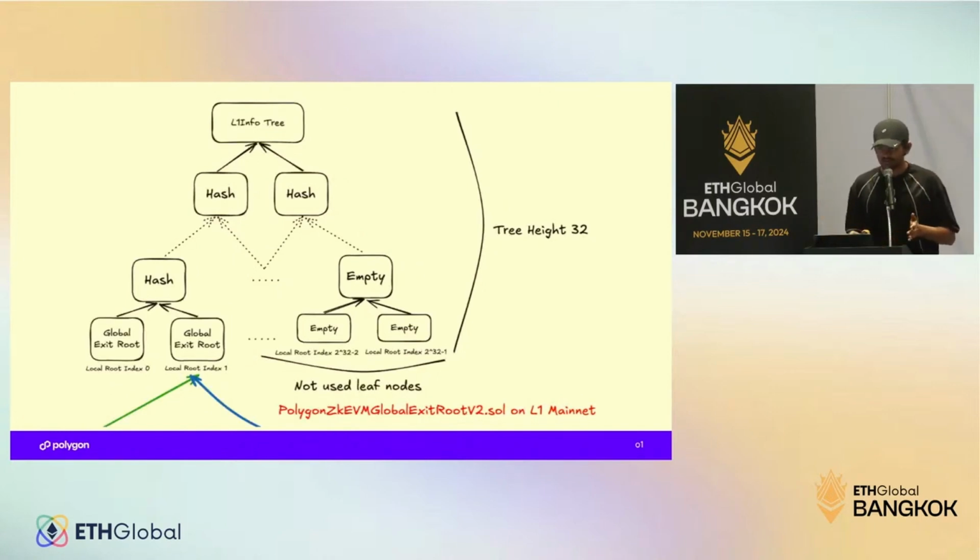Now what is the global exit root? If you take a small example, the global exit root is the root node of 2 leaves, that is the rollup exit root and the mainnet exit root. The mainnet exit root is basically the root of all the bridge message or bridge asset leaf nodes of the mainnet, or of the L1. And this rollup exit root is basically the root of all the leaf nodes of all the local exit roots of all the rollups.